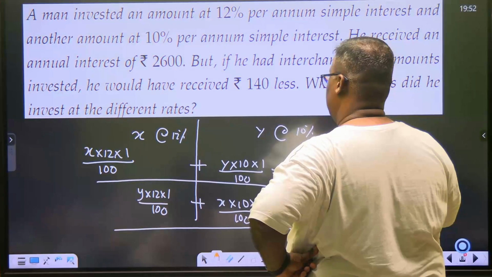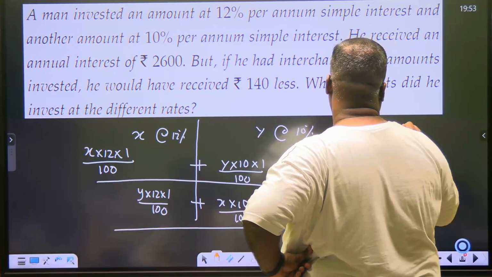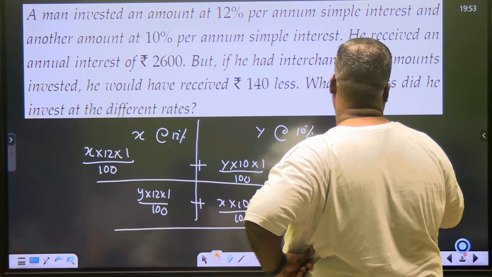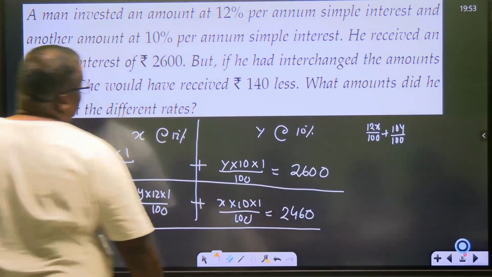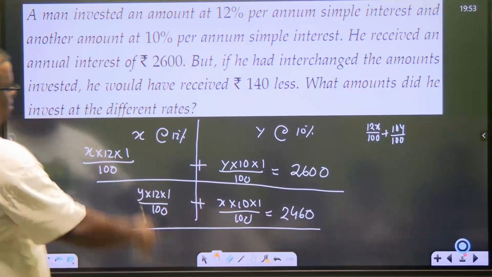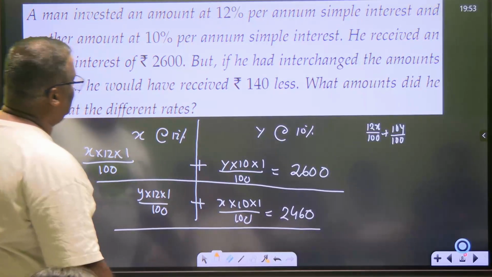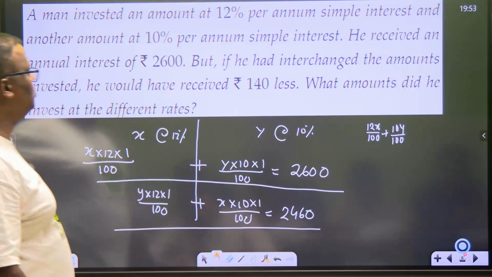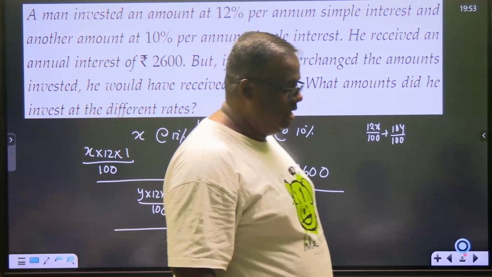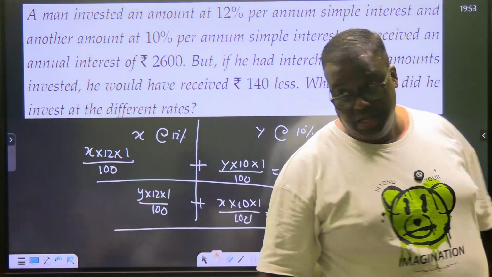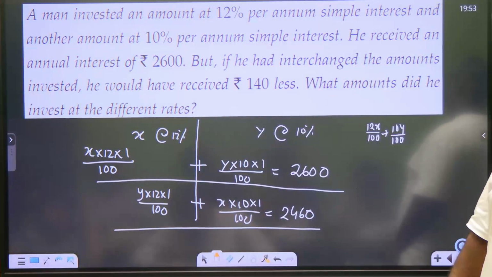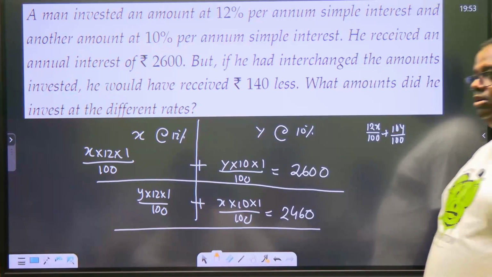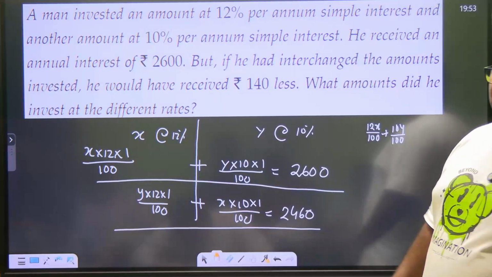12x by 100. Sir, was it 15,000 and 8,000? 15,000 and 8,000. Let's calculate then. 15,000 you multiply by 12, and 8,000 with 10. 8,000 with 10 will give you 800, and 15,000 with 12 you do, and you add them, you should get 2,600. Anyone else got these answers? Very good. You all are great investors. The market loves you.